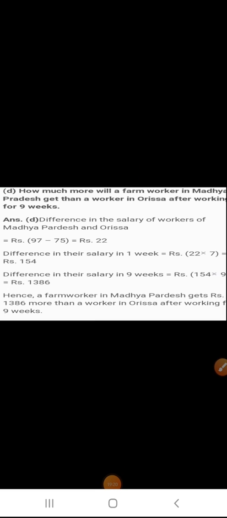Similarly, D part is there. How much more will the farm worker in Madhya Pradesh get than the worker in Orissa after working for 9 weeks? This question you will do yourself. You can do this question in two ways also. First I'll tell you and then next you will do yourself. In the first way, you will find the salary of the farm worker in Madhya Pradesh for 9 weeks, then you will find the salary of the worker in Orissa for 9 weeks and then you will subtract them. The next method is given here, only shown here. You can perform that method also.